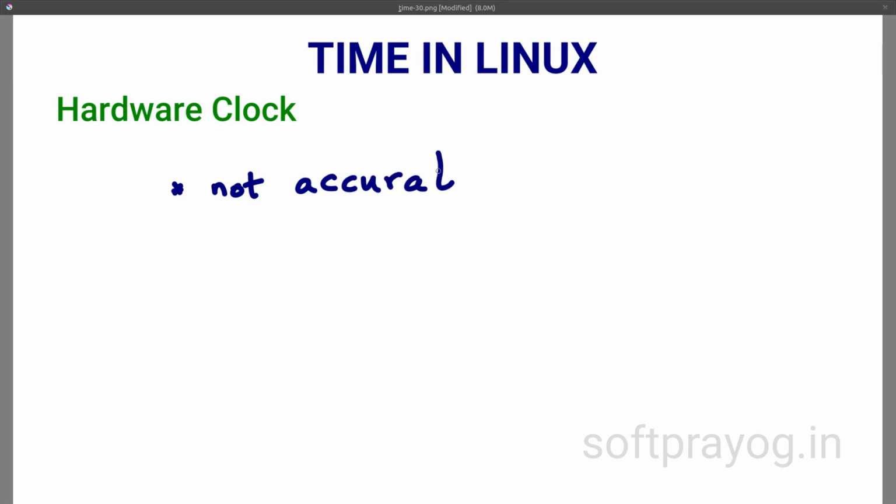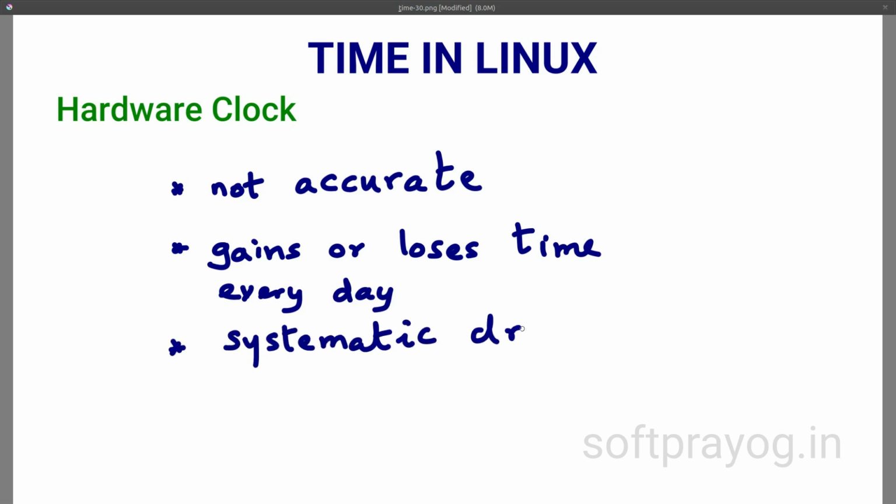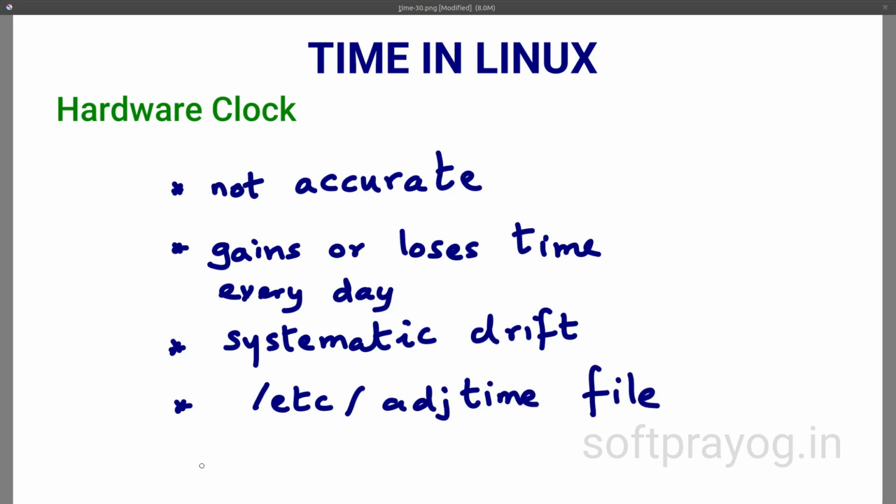The hardware clock is not accurate. As time passes, it loses or gains time. However, it gains or loses the same amount of time every day. This is called systematic drift. Using the systematic drift value, we can calibrate the hardware clock. There is a file named /etc/adjtime which keeps the historical information regarding the adjustments to the hardware clock.